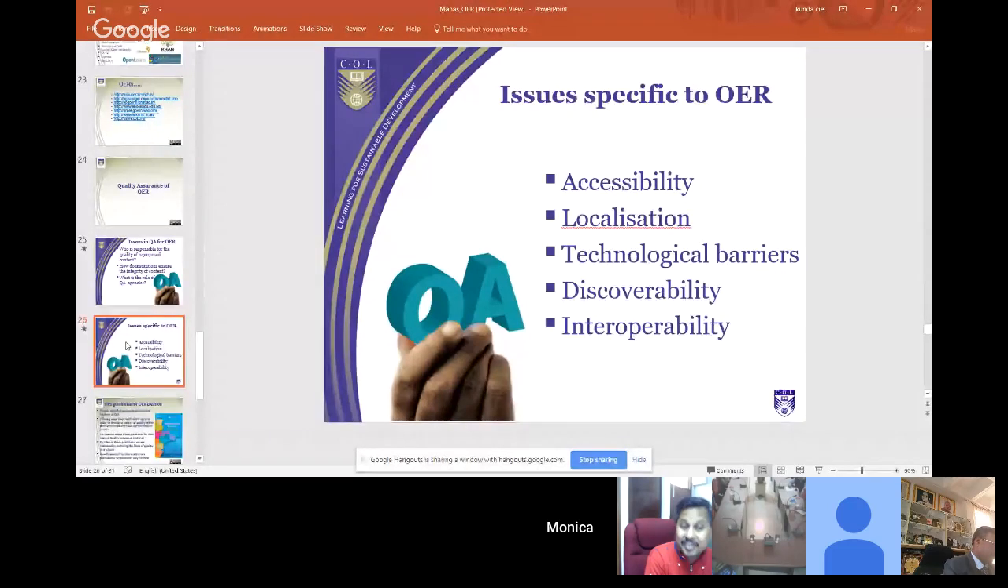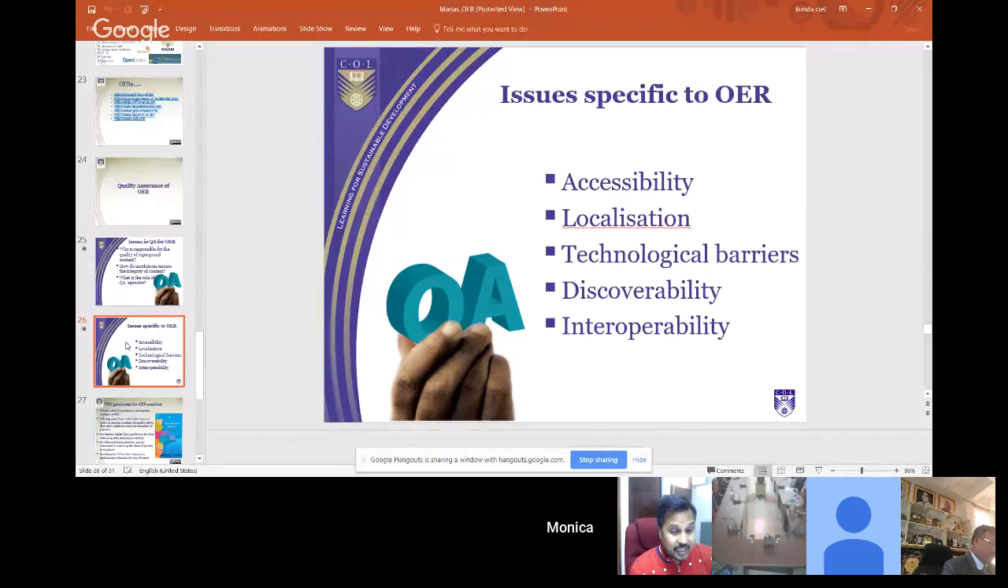Then localization. You need to think whether your material is really purposeful for the target group you intend. So, does your material help users to adapt it, localize it, contextualize it? You need to think in that way. This is another issue which you need to address while you are developing and creating your open educational resources.